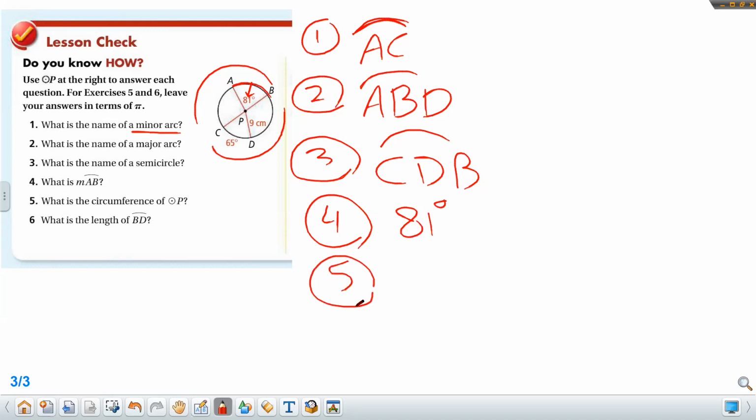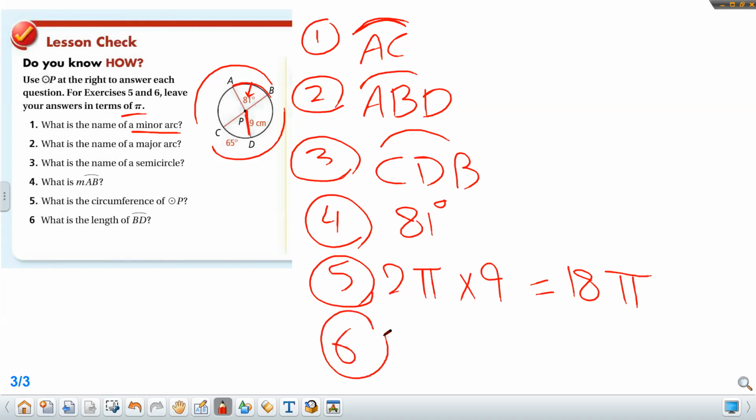Number 5. What's the circumference of circle B? What's the rule of the circumference? The rule is 2 pi r or pi d. So we can say 2 pi times the radius. The radius here is 9, so it is 18 pi. The answer needs to be in terms of pi. This is number 5.